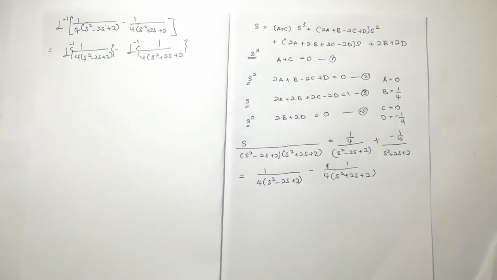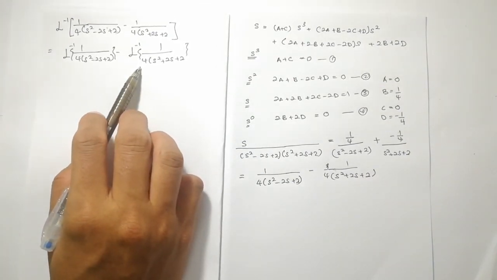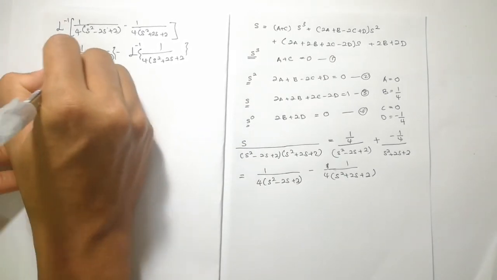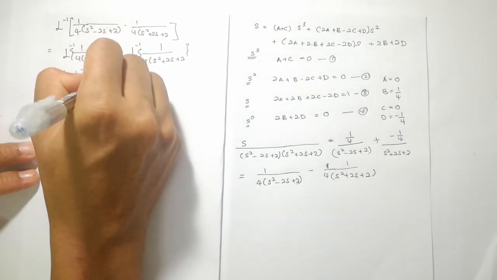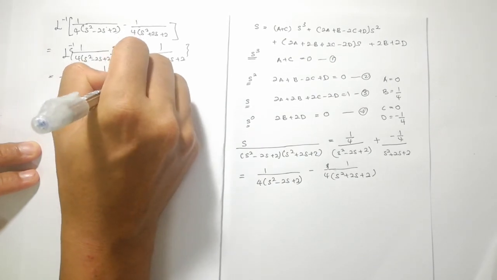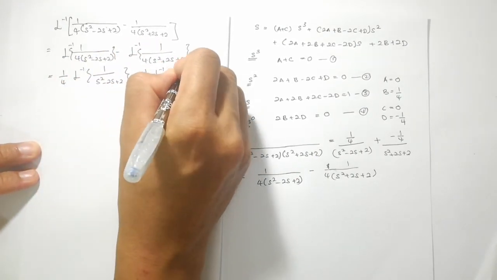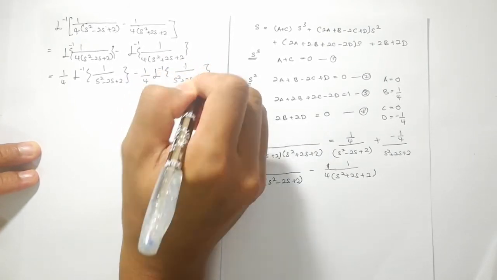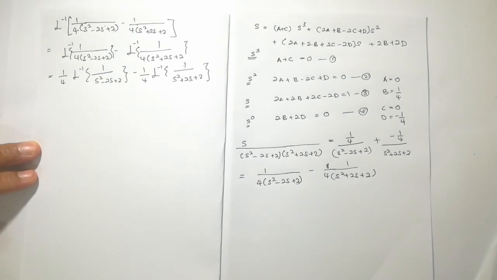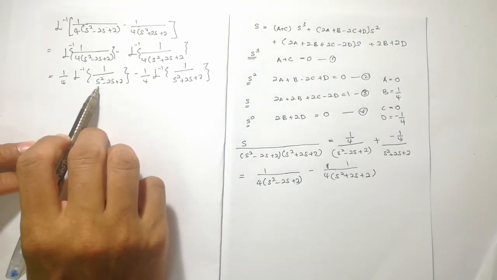So we can bring the 1 over 4 outside of the inverse Laplace transform operator. So we will have 1 over 4 times the inverse Laplace transform of 1 over S squared minus 2S plus 2, and then minus 1 over 4 times the inverse Laplace transform of 1 over S squared plus 2S plus 2. And then we will use the completing the square method so that we can factorize this.